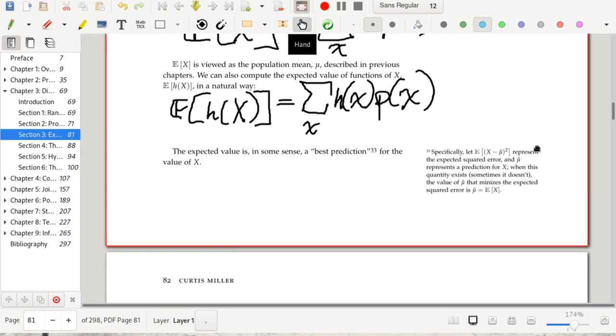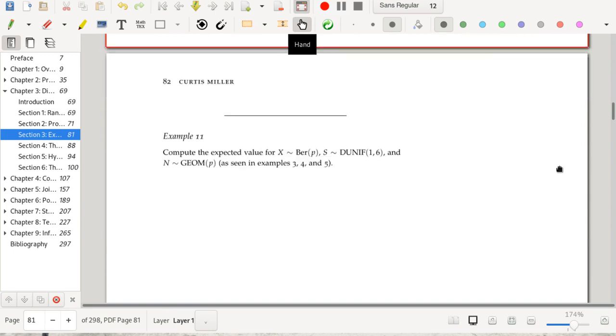The expected value is, in some sense, a best prediction for the value of X. You can see this footnote for the sense in which it's a best prediction, but it's hence the term expectation. It's like if you had to guess what value this random variable is going to be, you can use the expected value to do that, and it will be correct in some sense. So, example 11: compute the expected value for some of the random variables that we've seen in previous sections. Bernoulli random variables, a discrete uniform random variable that represents a die roll, and the geometric random variable with parameter p. Okay, so let's get started.